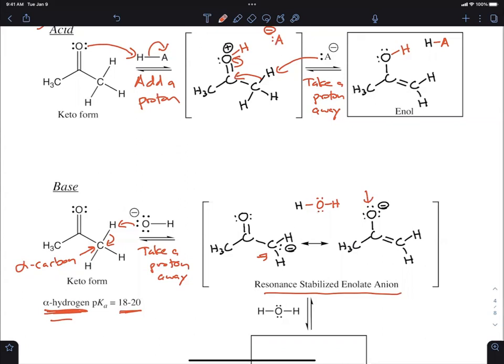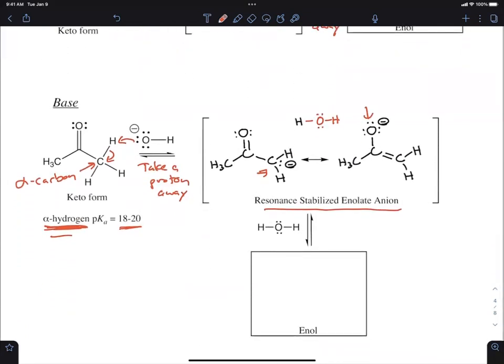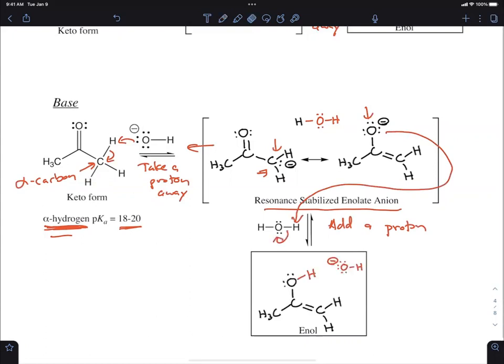So that explains why those hydrogens are relatively acidic, and this process actually makes sense. What's going to happen next is we're going to add a proton, but we're going to add it to the oxygen atom, because if we added the proton back to the carbon, we would just go back where we came from, and that's not a productive thing to do. So we are going to add a hydrogen to that oxygen. When we do that, we get back to our enol form.